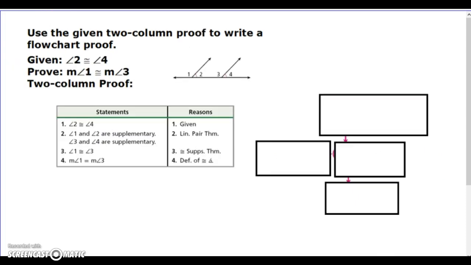Now your turn to give it a try. See if you can create a flowchart proof for this two-column proof. Prove that the measure of angle 1 is congruent to the measure of angle 3. Come back when you're ready to check it.